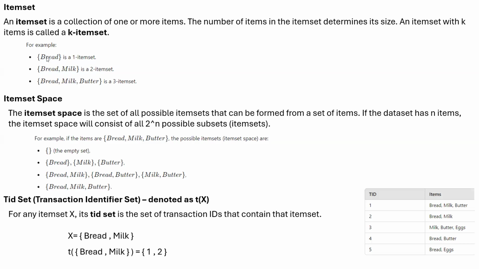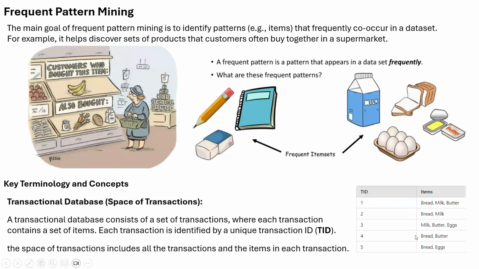So you have learned about the transactional space or transactional database. The second one is item. Each product in the basket is called an item. The collection of items, which can be one or more, is called an item set. Depending on the size of the item set, we name it a k item set. That is what item set is. The transactional database is this one. Each row will have a transaction ID and the relevant items bought in the transaction.